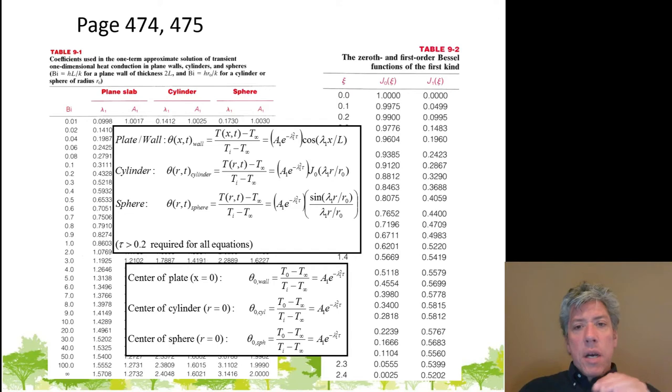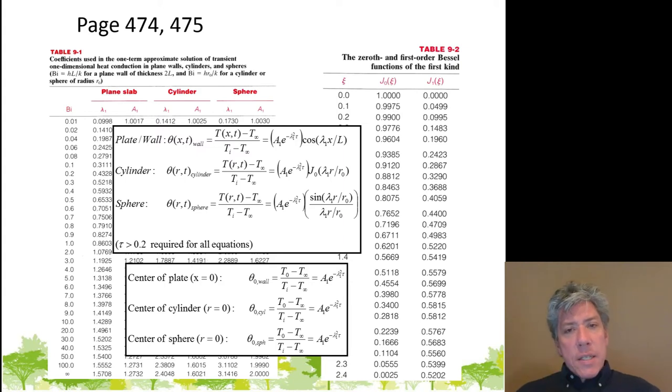Now, in some printings of your text, this is wrong, so make sure that the equations match these equations in your book. So go to pages 474 and 475 and pause the video and scour through the equations. There are several different errors, and it depends on what printing you have, so verify every term and make sure they match. The other terms in the dimensionless temperature, for example, are T sub infinity, the temperature of the fluid around the body, the wall, the cylinder, the sphere, and the initial temperature of the body, T sub i.